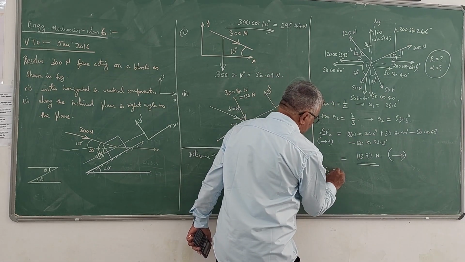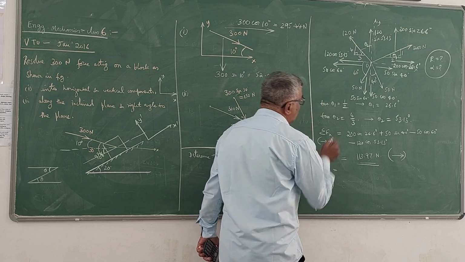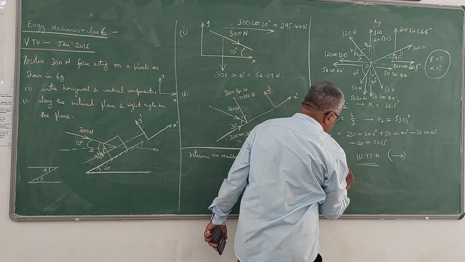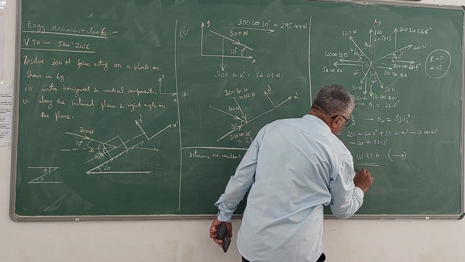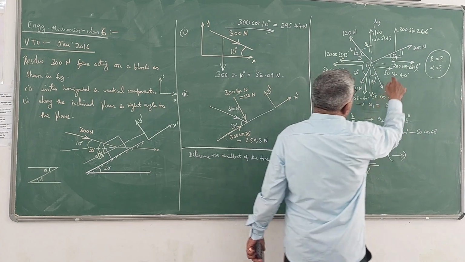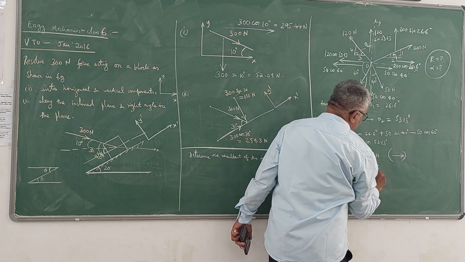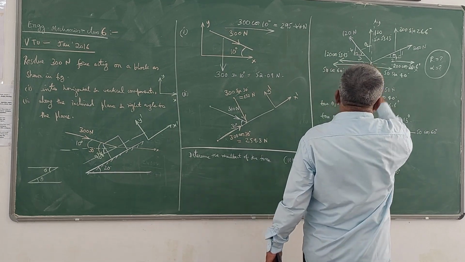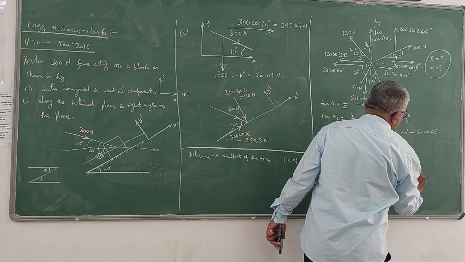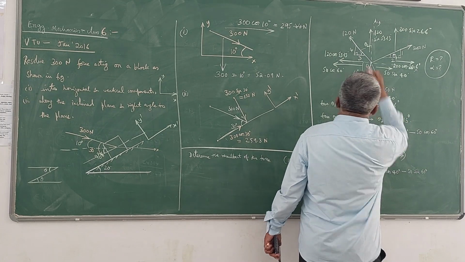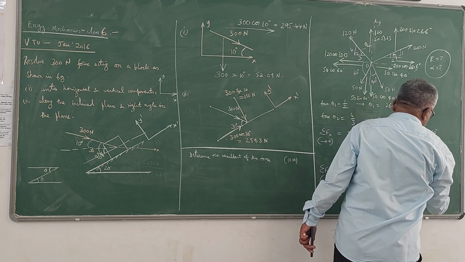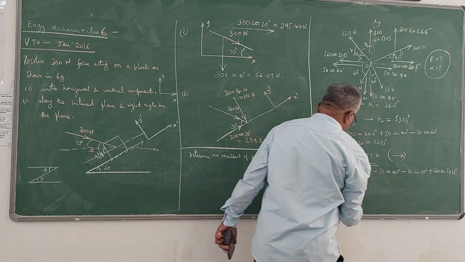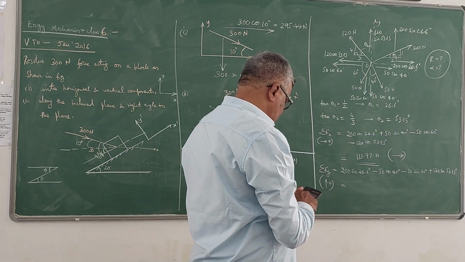Similarly, sigma Fy, I will take upward forces positive, downward negative. One by one we will take. So this is acting upwards. 200 sin 26.6 degree. This is acting downwards. Minus 50 cos 40. Then coming to this, it is acting downwards. Minus 50 sin 60. This is acting upwards. Plus 120 sin 53.13 degrees.